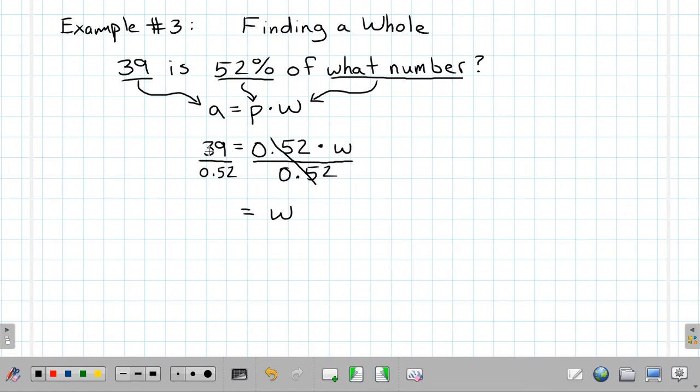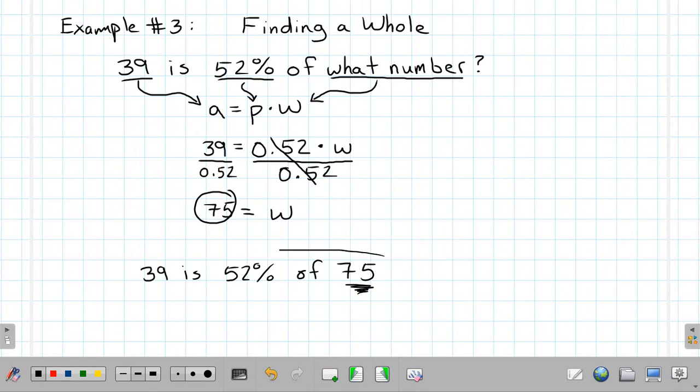Okay, so in this case, 39 divided by 0.52. Once again, I don't expect everybody to be able to do that in your head, but if you use your calculator and calculate this out, you see that the number is 75. Okay. So once again, what this means is 39 is 52% of the number 75. Okay, so 75 is what we solve for here. Solve for the whole.